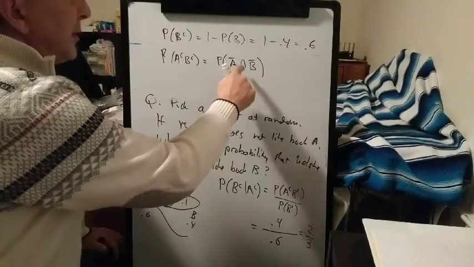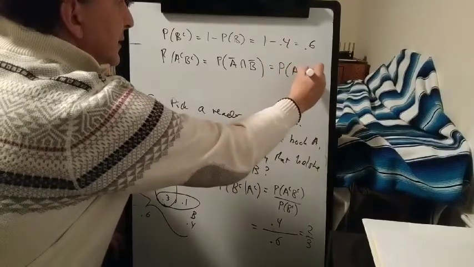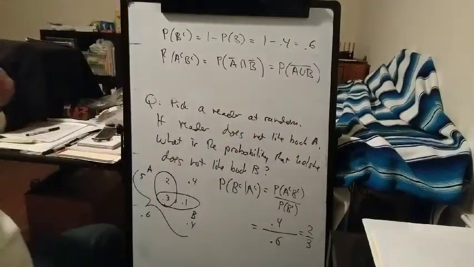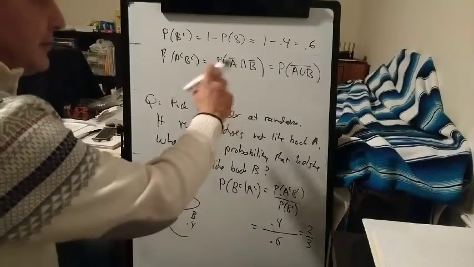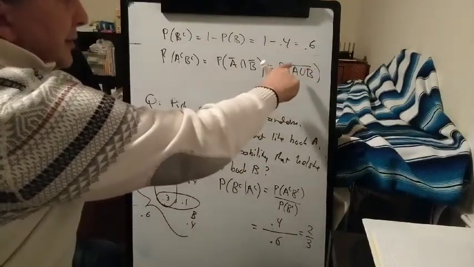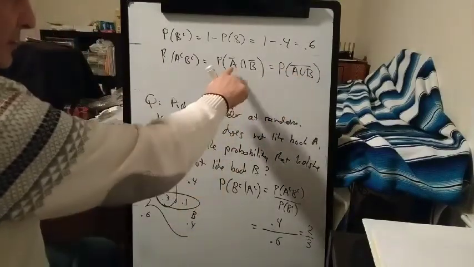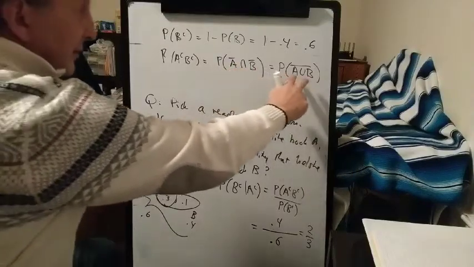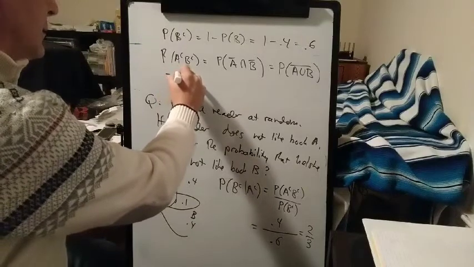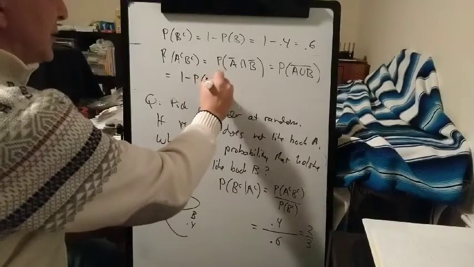Now, A bar intersect B bar equals A union B, the whole thing bar. So remember, when we have intersections and unions, if we take the bar of a union, then that gives us the bar of the sets individually, and the union turns into an intersection. So we look at this and recognize that it's the bar of A union B. So that means it's the complement of A union B, so 1 minus probability of A union B.